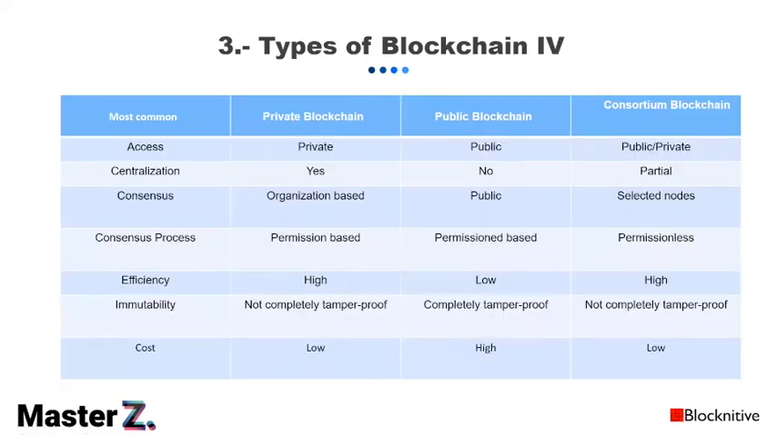And here I also wanted you to know a little bit about the main characteristics of private, public, and consortium blockchains. For me, the most important thing is the consensus. The organization is based, this is public, this consortium is with select nodes, as we were explaining. But for me, it's the efficiency. The efficiency, as you can see here, is high in the private blockchain. However, in the consortium blockchain and the public one it is quite low. And also the most important thing is the cost.